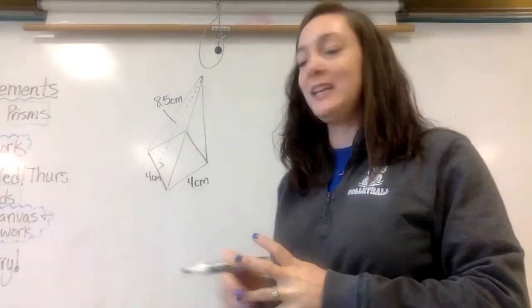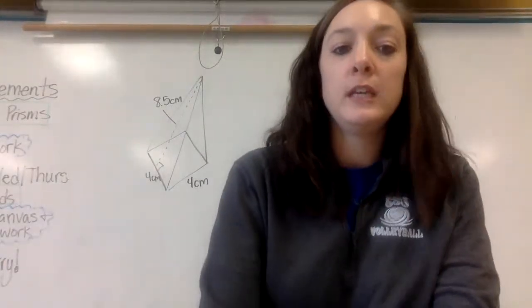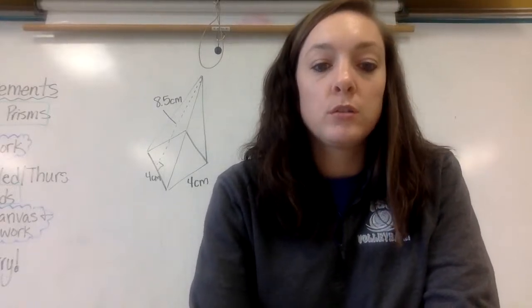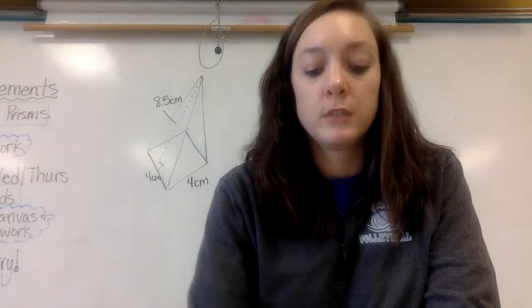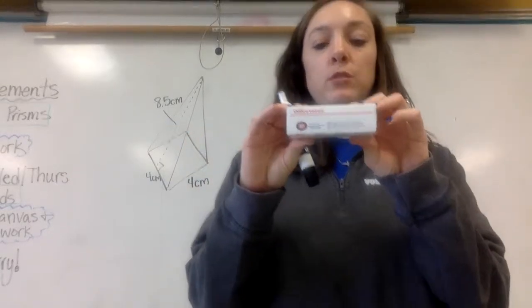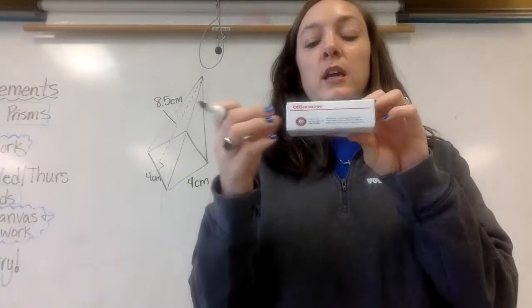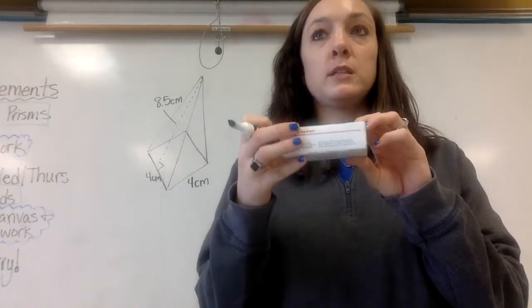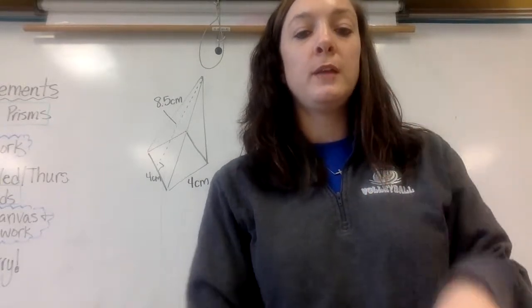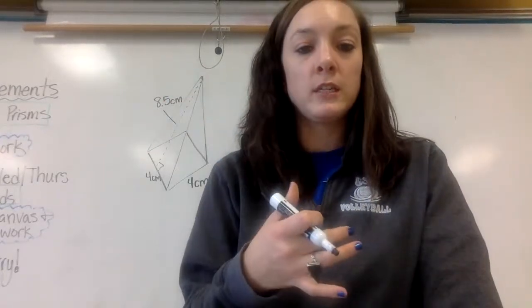Hi, darlings. Okay, so not yesterday, Monday and Tuesday, you guys worked on the surface area of prisms. So a shape that, if it's a rectangular prism, it's got 6 sides. If it's a triangular prism, it's got 5 sides. Find the area of each shape and then add it all together.